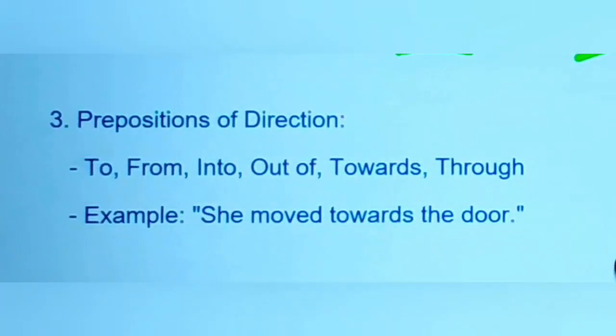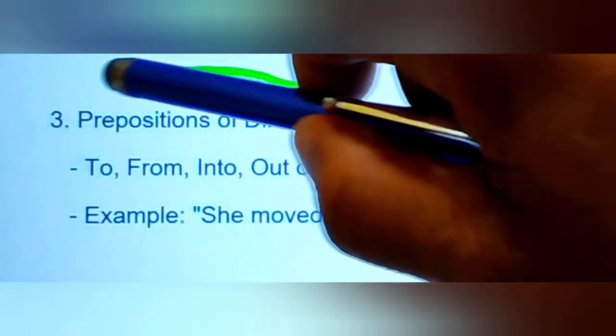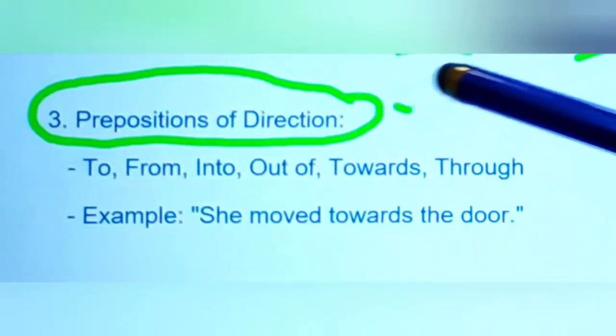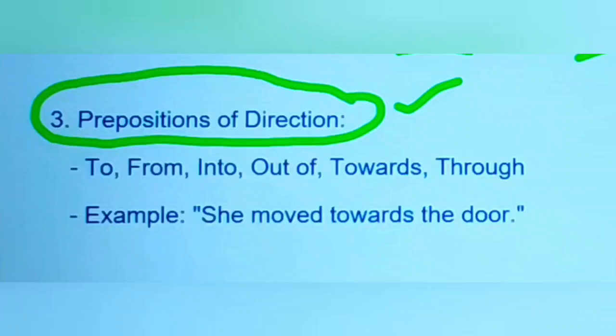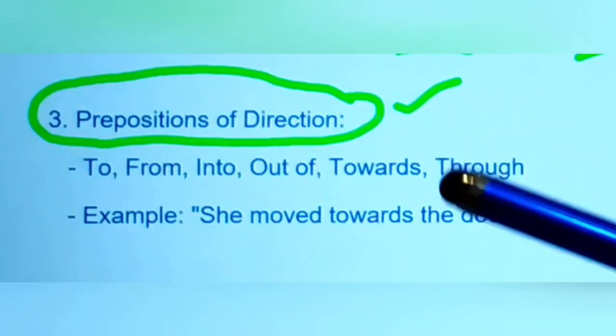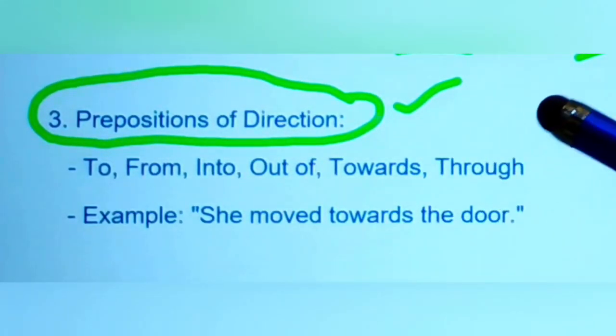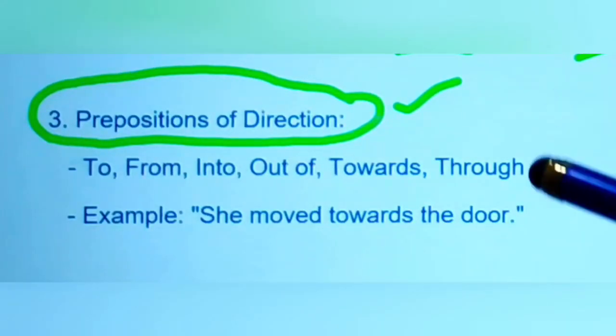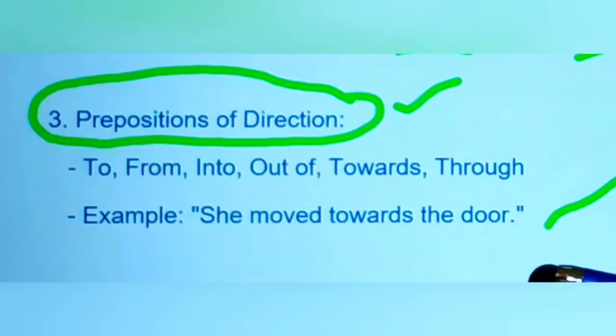Let's describe the next one, prepositions of direction. So this describes the direction. For example here, the words describing direction are these prepositions: to, from, into, out of, towards, through. So these are the prepositions of direction. For example, in the sentence here, she moved toward the door. So where is she moving? She is moving towards the door.